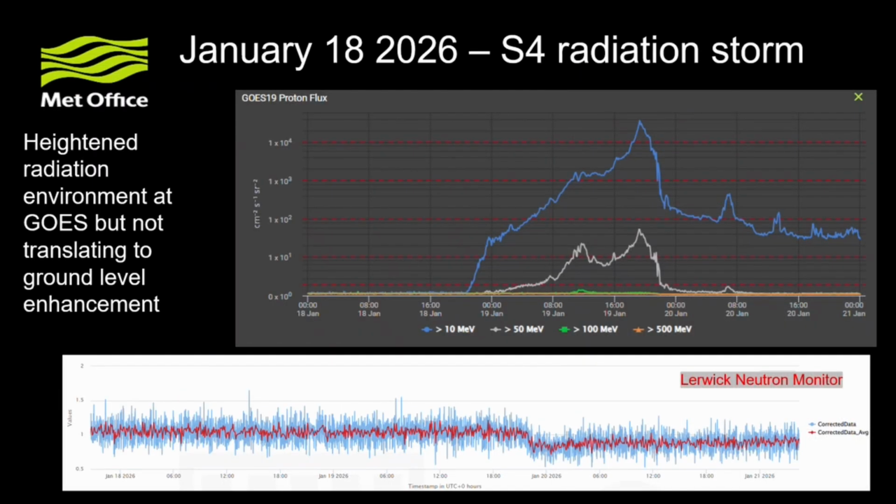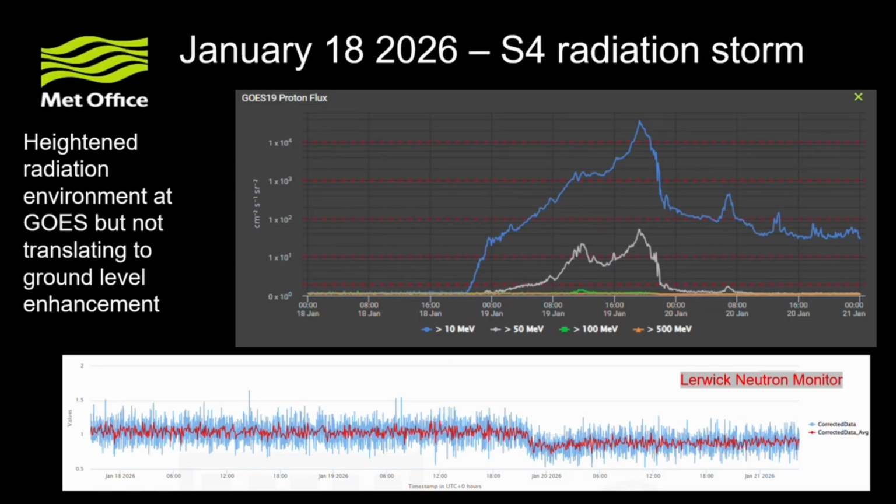This was evidenced in January when we had a fairly significant radiation storm at satellite orbits that didn't translate down to the Earth's surface. So we saw this increase in lower energy particles at satellite level, which is what we warn on, because that's the capability that we've had up until now.